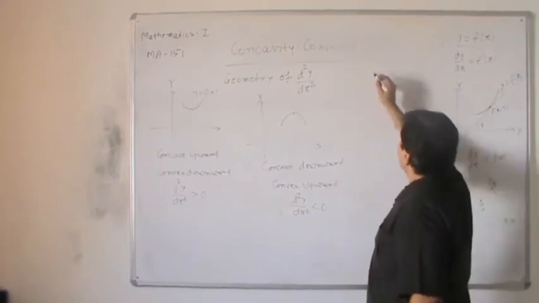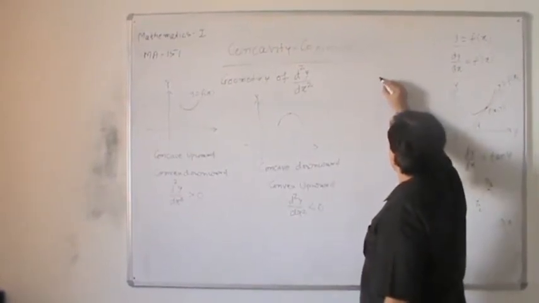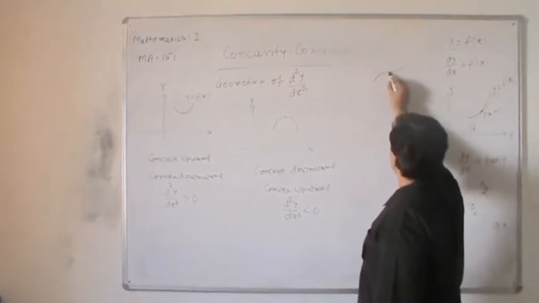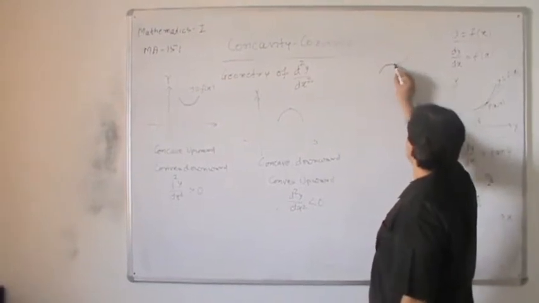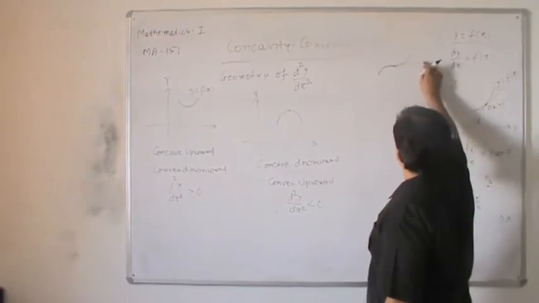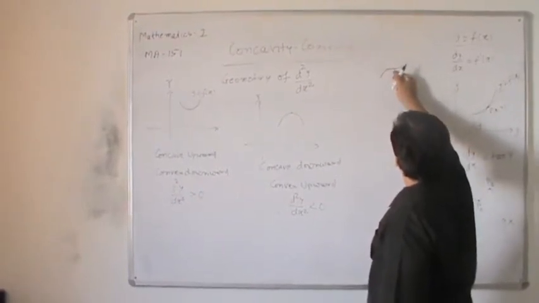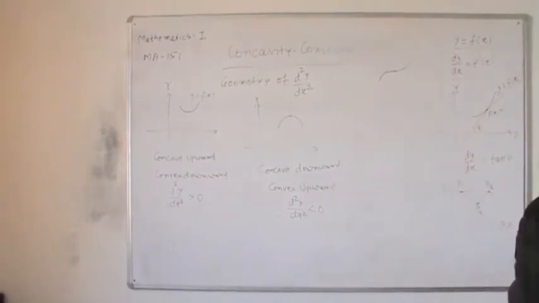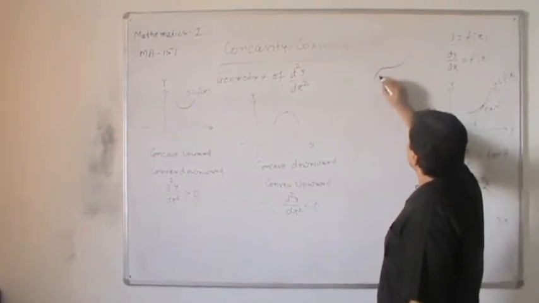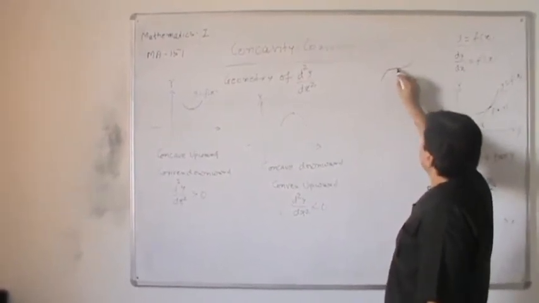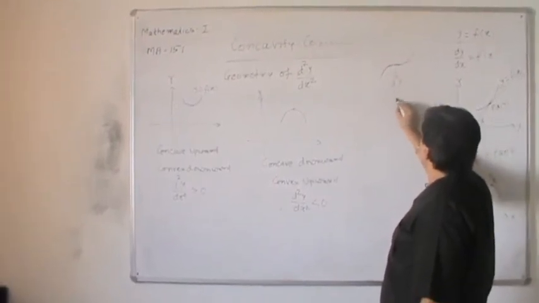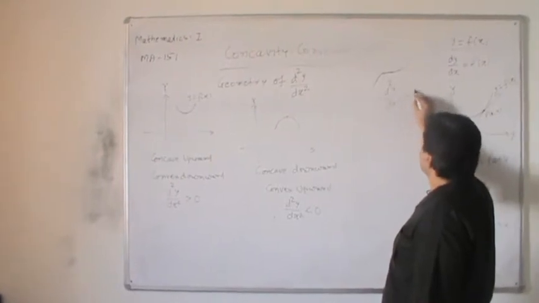Now we may have one more situation in which we may have a curve of this type. At this point, if we draw a tangent, then we will observe that the tangent crosses the actual curve. Now the tangent is crossing the actual curve, so at this stage d2y by dx square will be equal to 0.